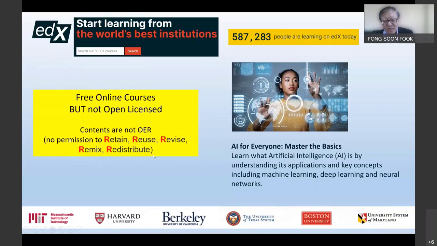You can see MIT, Harvard University, Berkeley, top ranking universities in the world, their courses are made available freely. And after doing a course, if you want to get a certificate, you pay some money, then they give you something.